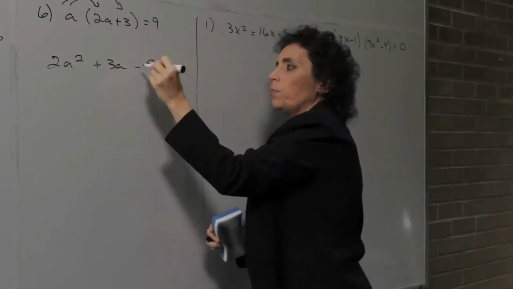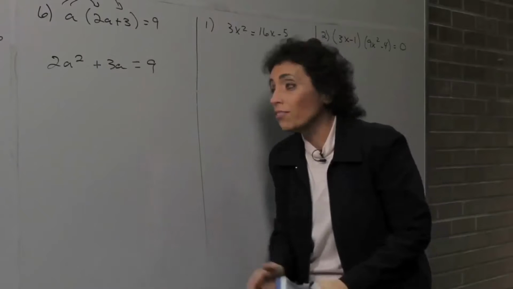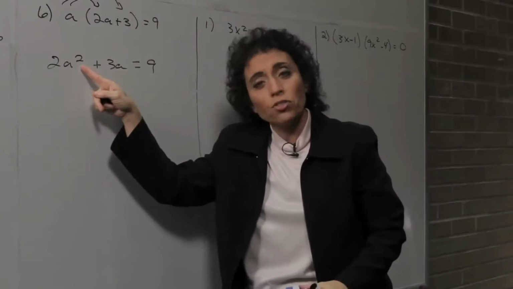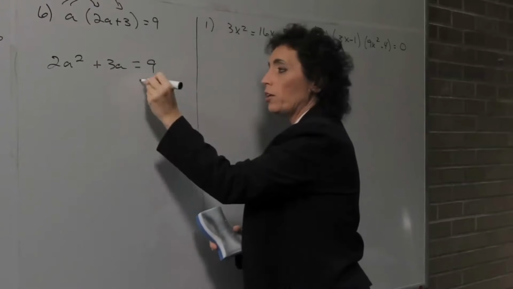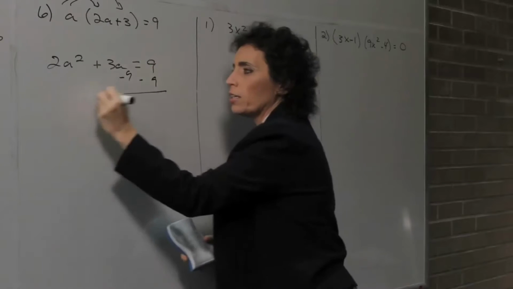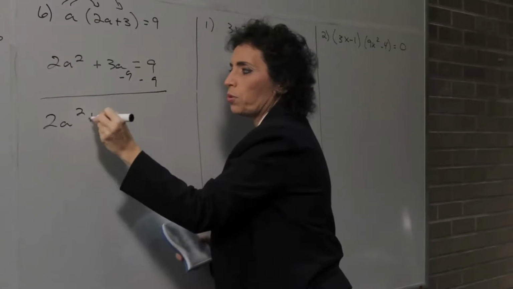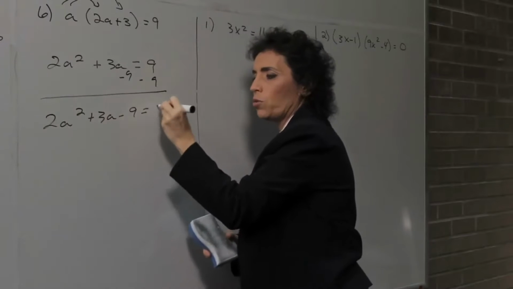Now I'm aware of what I have, equals 9. Now I know I have a quadratic because the degree is 2. Now I know I want to set it to 0. So I'm going to do that now. Don't go setting to 0 crazy. 2a squared plus 3a minus 9 equals 0.